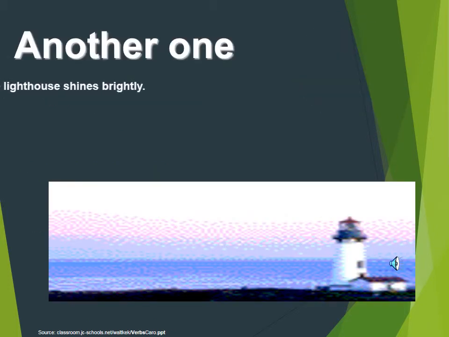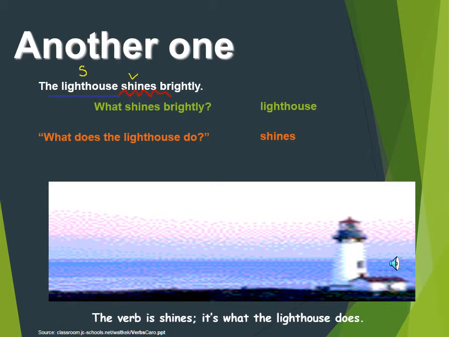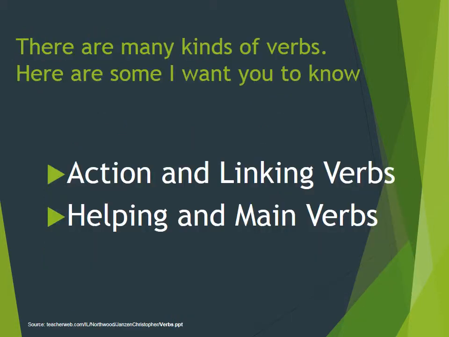All right, let's try one more. The lighthouse shines brightly. What shines brightly? The lighthouse, okay? So we found our subject. And what does the lighthouse do? It shines. So we found our verb. So the verb is shines and it's what the lighthouse does.